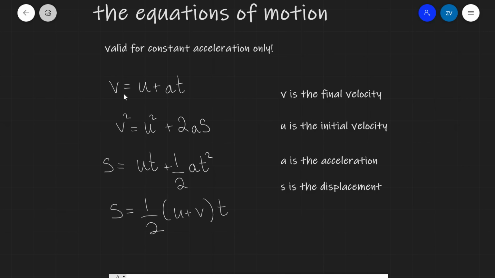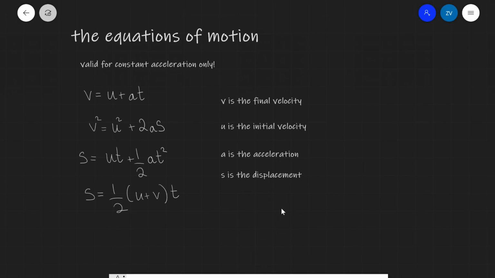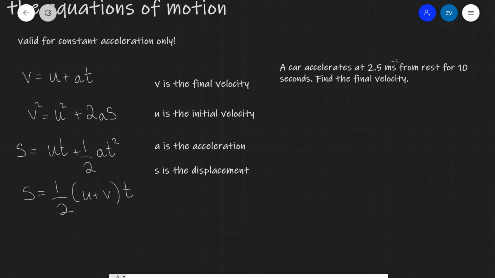Now, in those equations, v is always defined as the final velocity, u is defined as the initial velocity, a is the acceleration, and s is the displacement. Now, how do we apply these for problems?